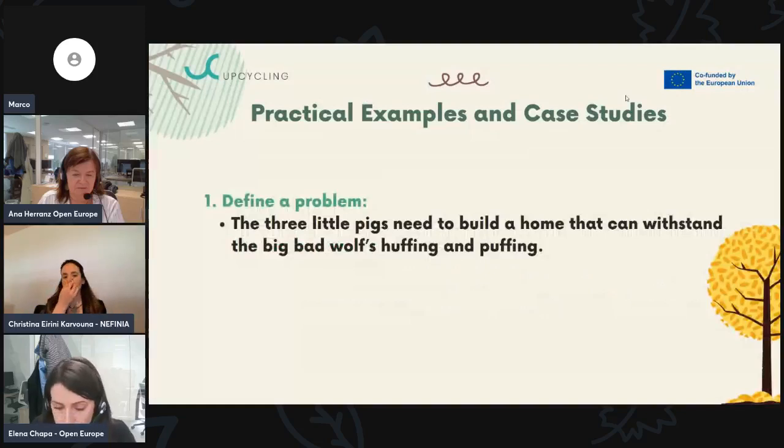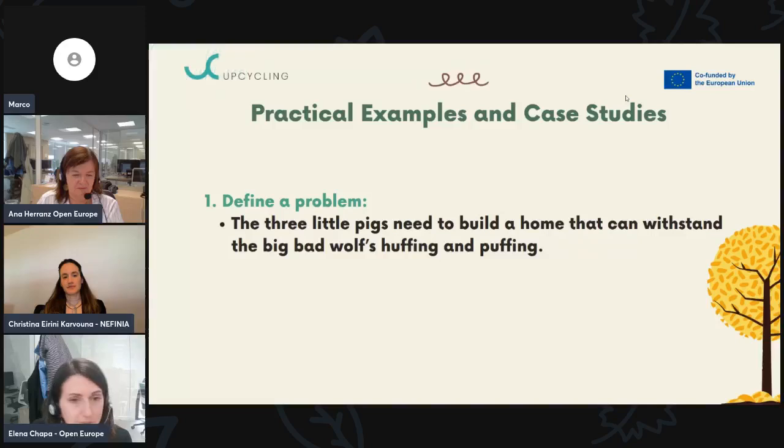So this is a practical example to make the abstract a little bit more tangible, and especially in the framework of this project, applying the engineering design process using upcycling is so easy. This is an example that you can apply in your classroom. The problem is already defined. If you have read the Three Little Pigs story, the three little pigs need to build a home that can withstand the big bad wolf's huffing and puffing. Remember, there are three little pigs, and the wolf tries to enter their house and eat them. So that's the story.